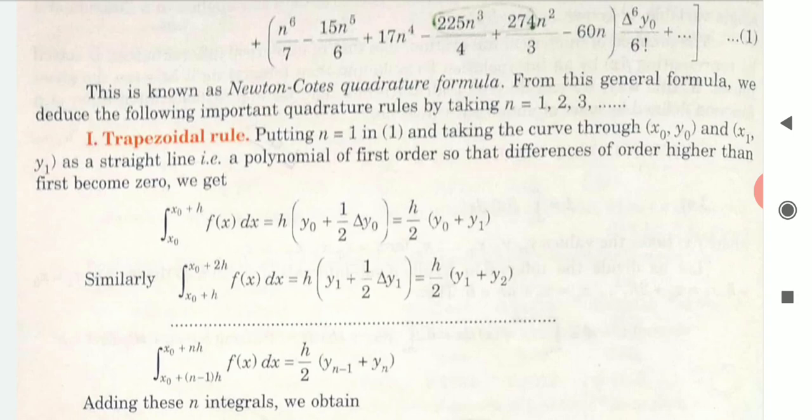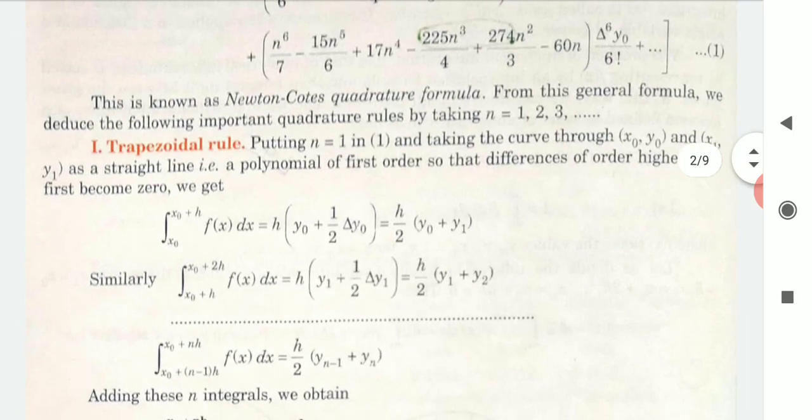Okay, so when you put n is equal to 1 and you take the curve through x0, y0 and x1, y1 as a straight line, that is the polynomial of first order. So the differences of order higher than 1 become 0. What will we get?